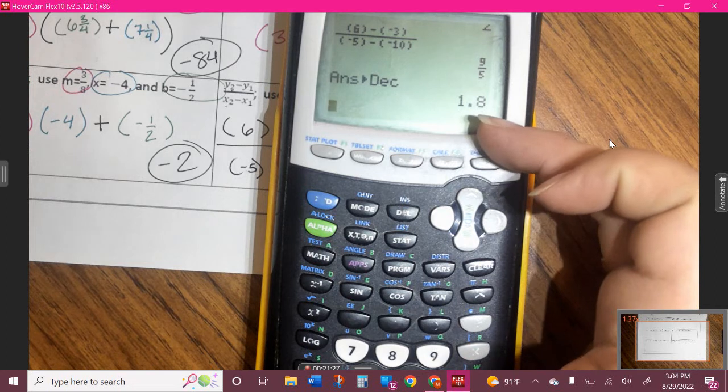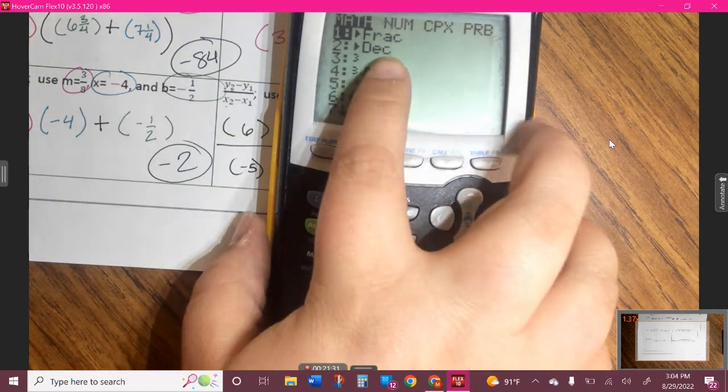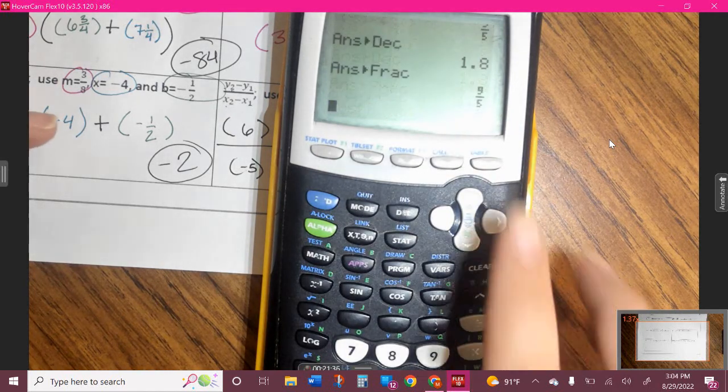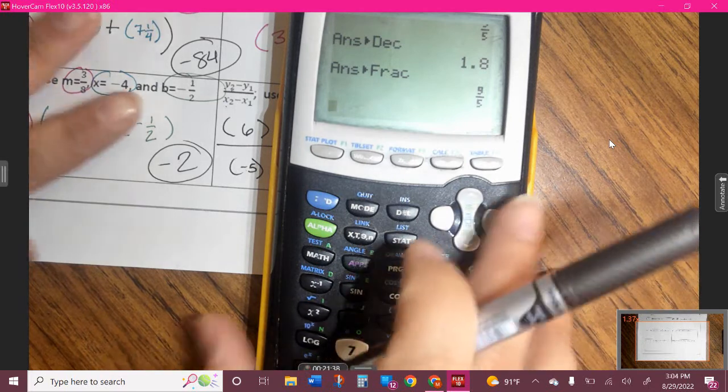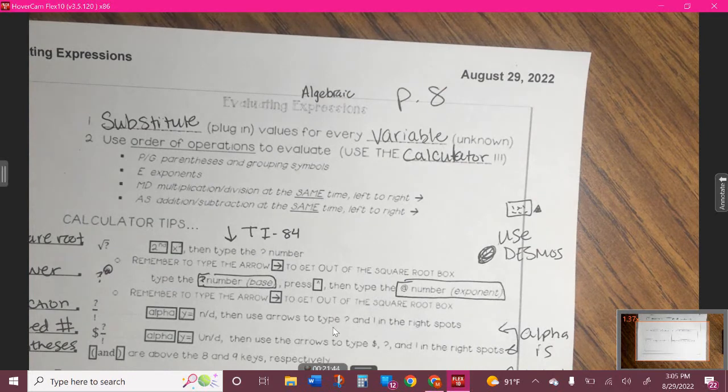If I wanted to change 1.8, I'd hit math. Now it's a decimal right now, so I'd want to make it a fraction. And then I can click enter. Now I've got 9/5. So it's just going back and forth. Okay. Once again, this was page 8 in your binders, and I hope this video was helpful to you.